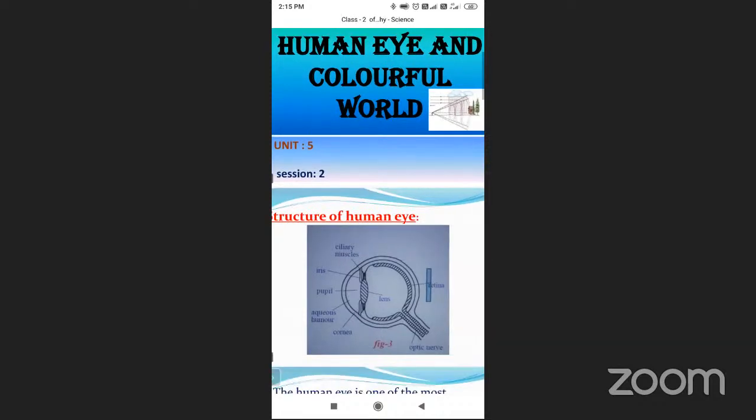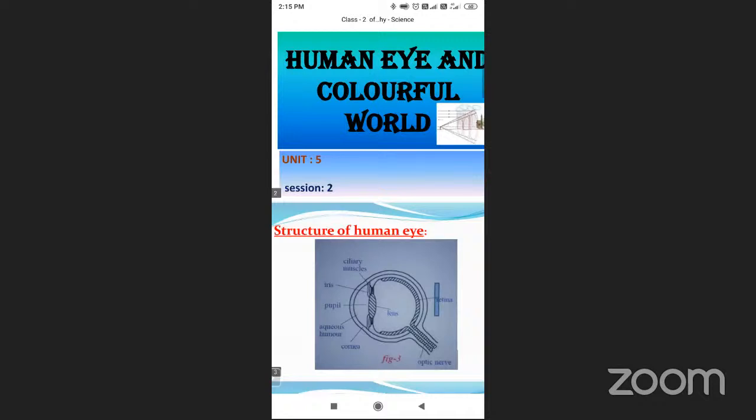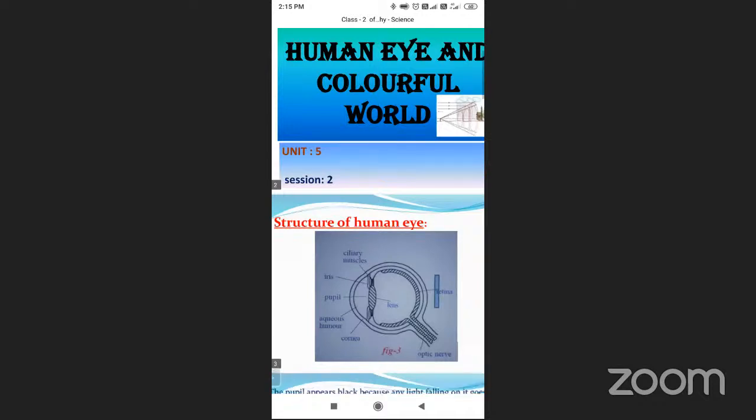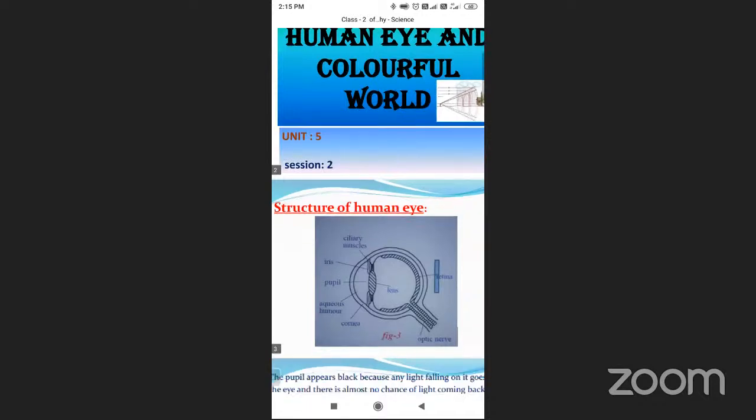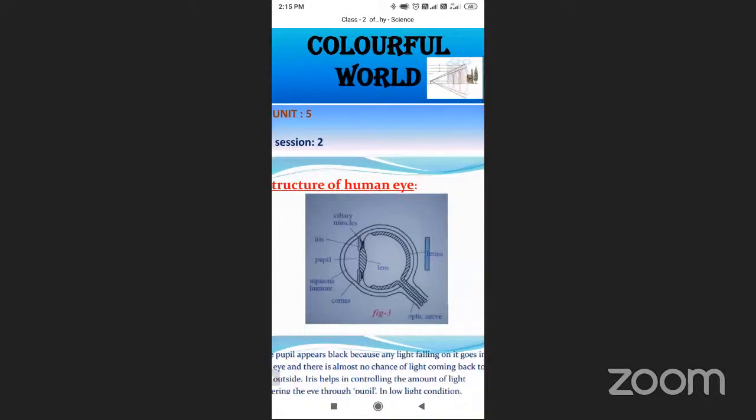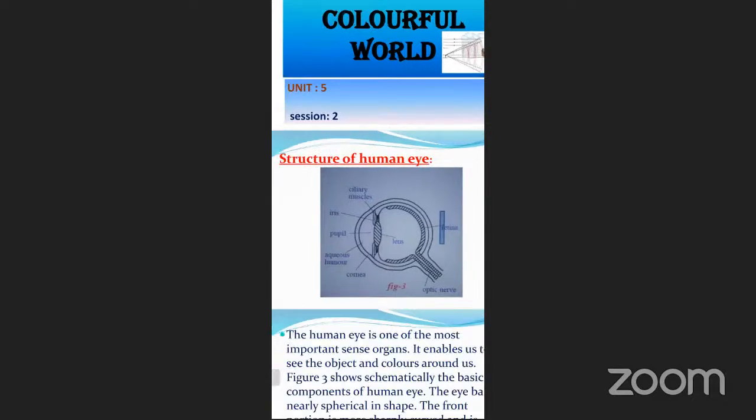Okay. Good afternoon, students. In the previous classes, we have discussed the least distance of distinct vision. What is the value? The value is 25 centimeters. And in activity 2, we learned that the angle of vision is 60 degrees.